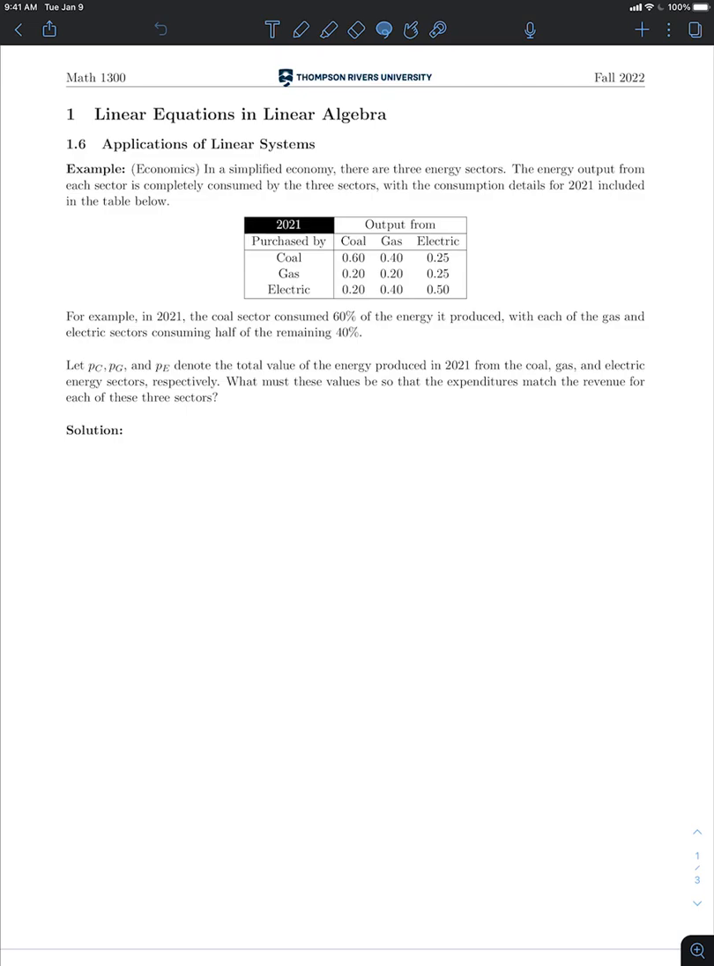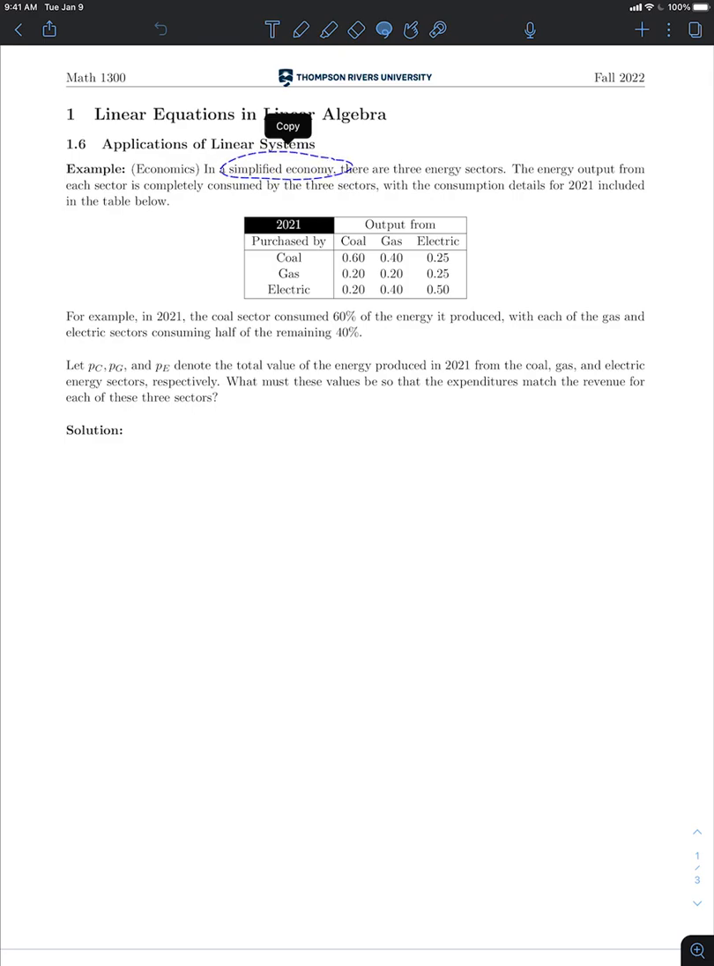Okay, so now in this section, we're going to take a look at some applications, and we're going to put to use the material that we've studied so far in this course towards solving some practical real-life problems. So the first one we're going to look at involves what's called a closed system, or here it's referred to as a simplified economy. And there's three energy sectors: coal, gas, and electric.